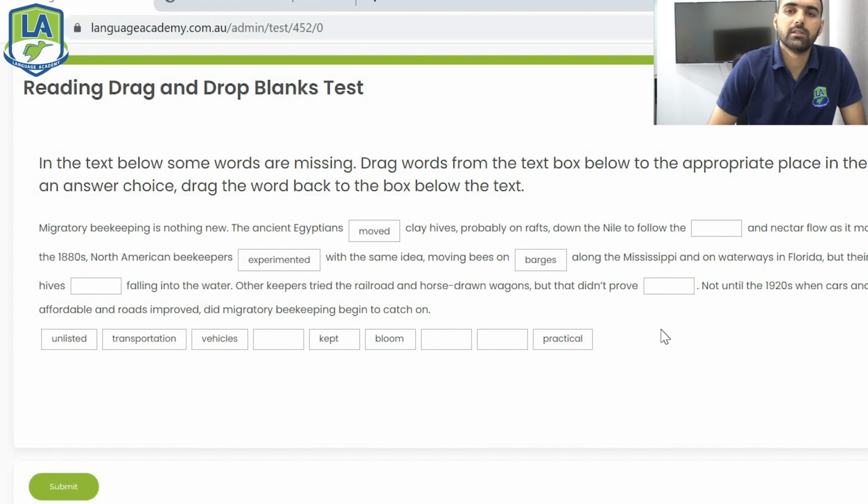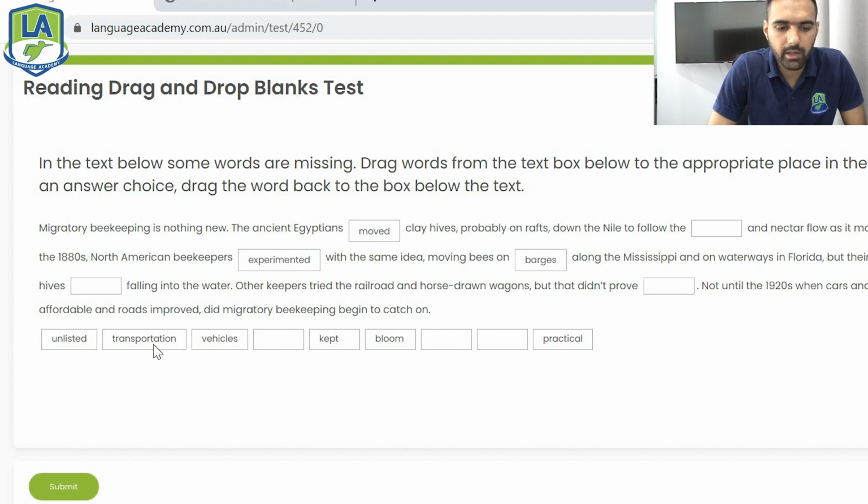What are barges? Barges is kind of a small boat, I'll say, which was used to travel from one place to another in the past in the river, or it was also used to carry load or goods from one place to another. Barges along the Mississippi and on waterways in Florida, but their lighter wooden hives dash falling into the water. So they were using barges to carry or to move from one place to another, but they're contradicting something, meaning they were not able to do it, but their lighter wooden hives dash falling into the river.